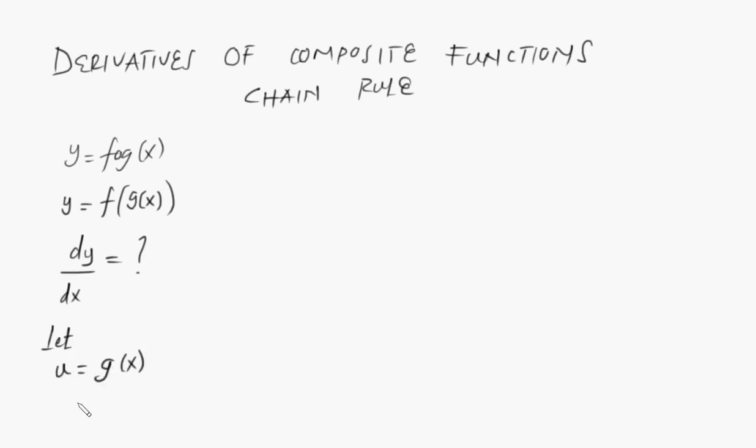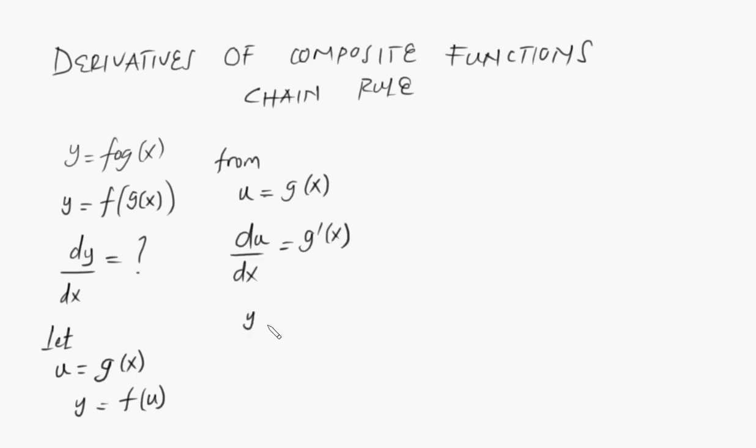So what does this mean? This means y sasa itakuwa sana f, badala ya g of x ni u. So look, from u equals to g of x, I can get du dx, which will just be equal to g dash x. And also from y equals to f of u, I can get dy du, which is just f dash of u.